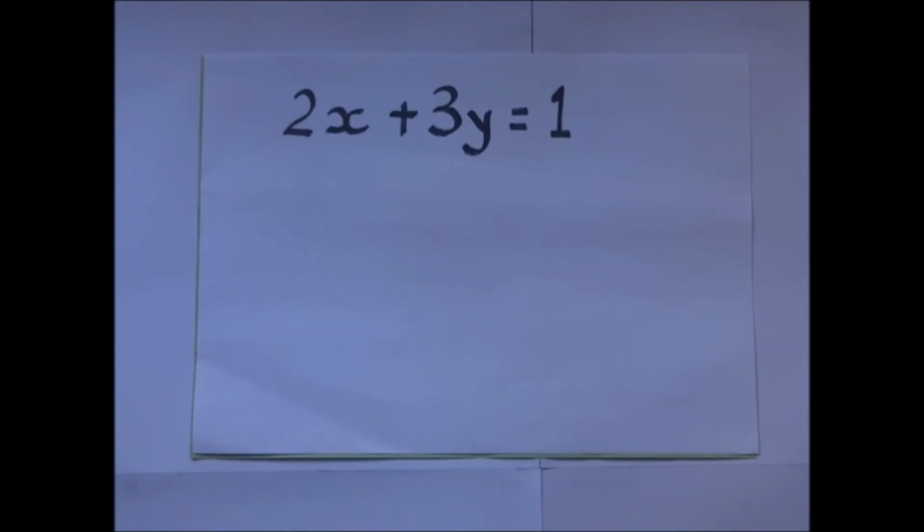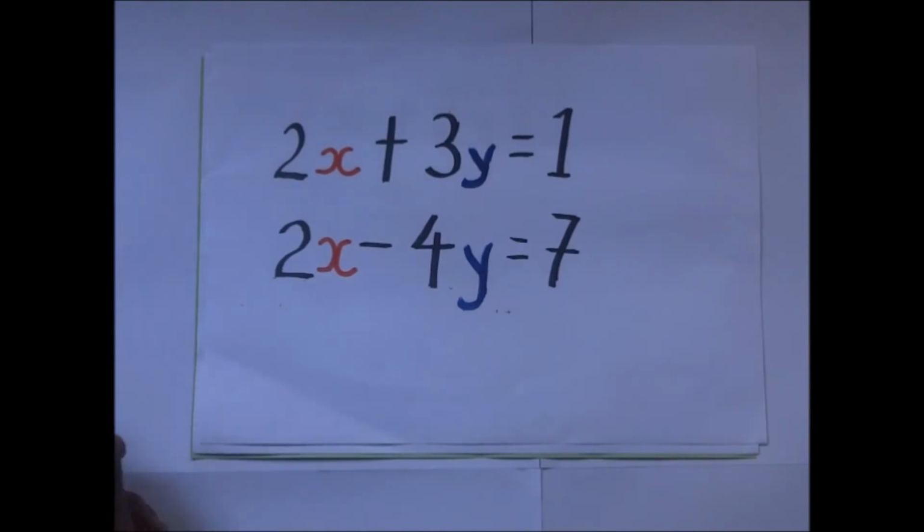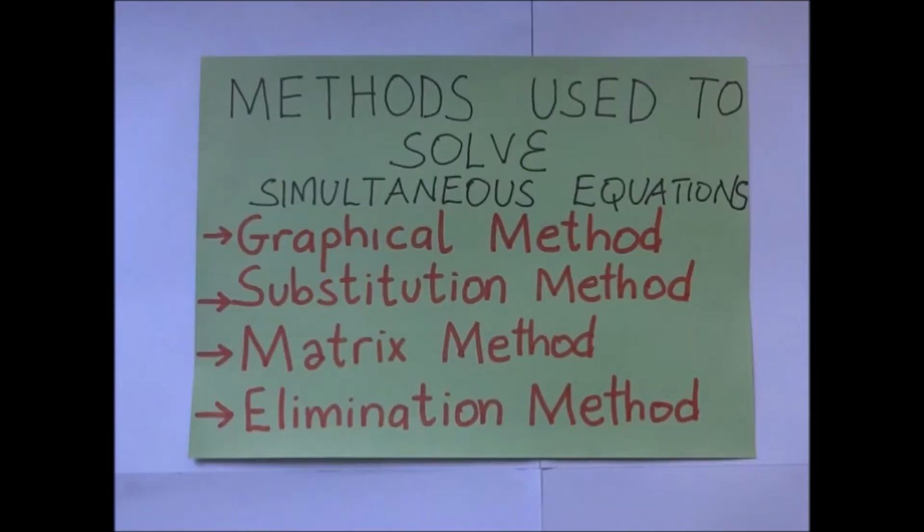Now, there are various methods we can use to solve simultaneous equations that have two variables, such as these. These are the methods we shall be exploring throughout this series of videos. We shall look at the graphical method, the substitution method, the matrix method, and the elimination method. In our upcoming videos, we shall explore each and every method stipulated here in detail with illustrative examples. This has been just an introduction.